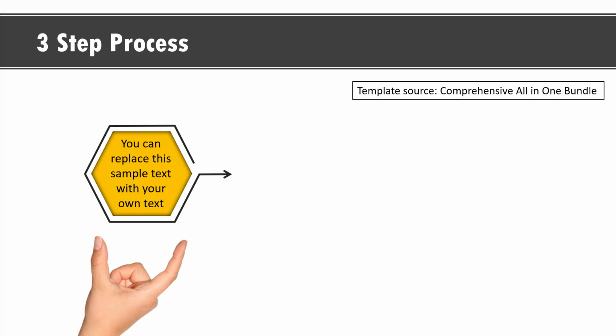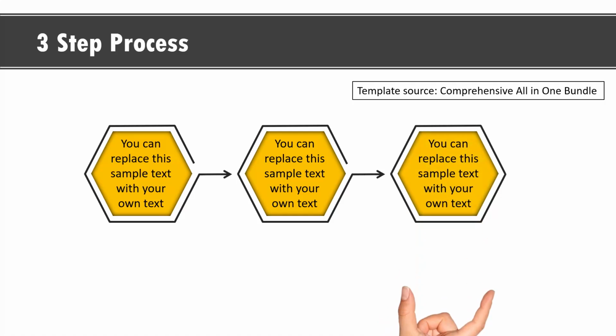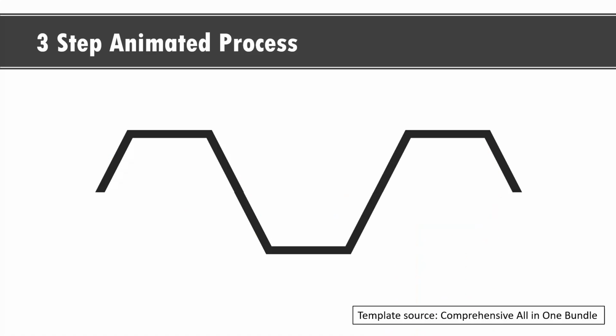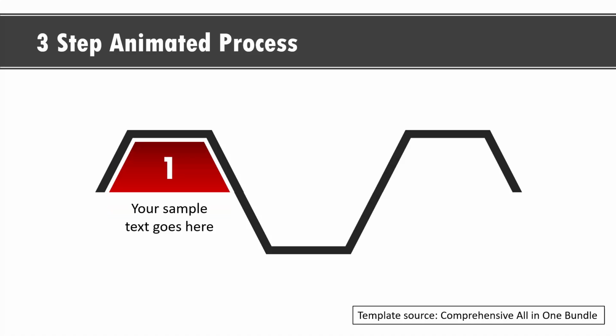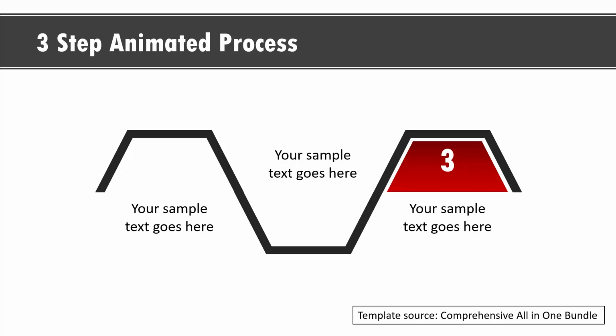Now let me show you 3 example animated templates taken from our comprehensive all-in-one PowerPoint bundle. The first one is this, where we show the first step of the process and then a hand brings in the second step and then the third step. The next example is this one where we show 3 steps in a very different way. So this is the first step with explanation and then the second step and then the third step.